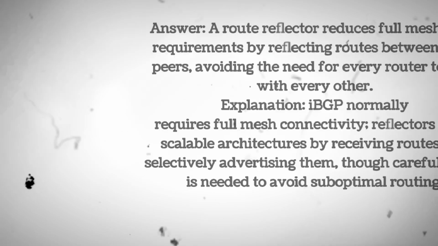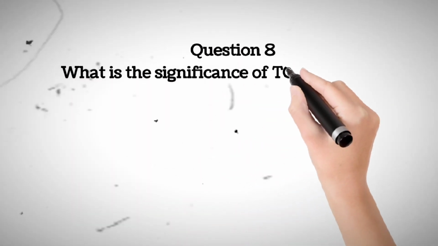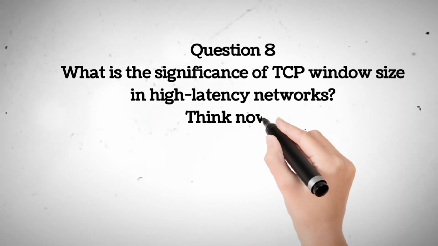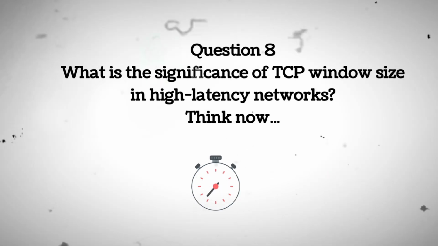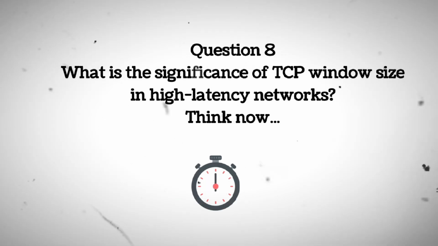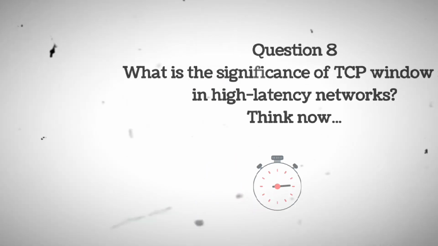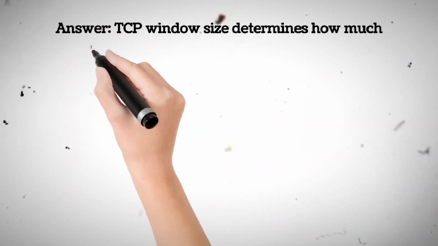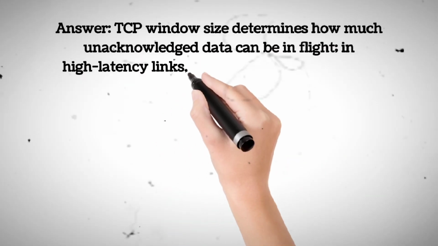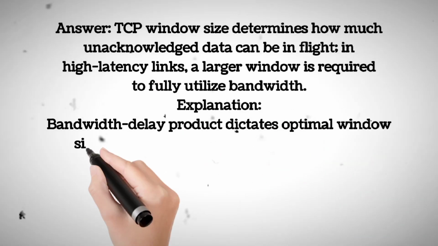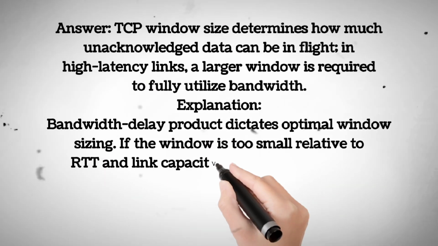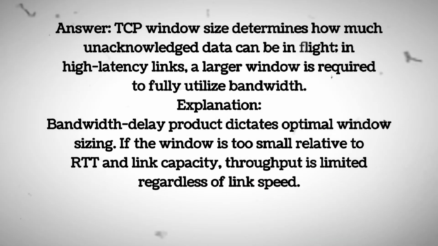Question 8. What is the significance of TCP window size in high latency networks? Think now. Answer: TCP window size determines how much unacknowledged data can be in flight. In high latency links, a larger window is required to fully utilize bandwidth. Explanation: bandwidth delay product dictates optimal window sizing. If the window is too small relative to RTT and link capacity, throughput is limited regardless of link speed.